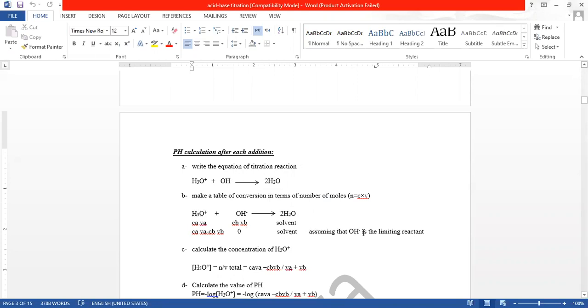Let's assume in this case OH− is the limiting reactant, so it becomes 0. Then the amount of H3O+ remaining will be CAVA − CBVB. So H3O+ is the chemical species that determines the pH in this case. Now here there is a very important remark: before reaching the equivalence point, the solution in the beaker is the one that is in excess, because the solution in the beaker ceases at the equivalence point, it ends at the equivalence.